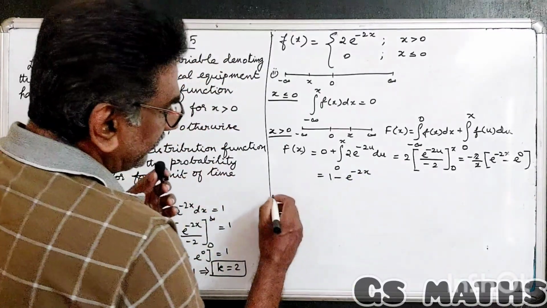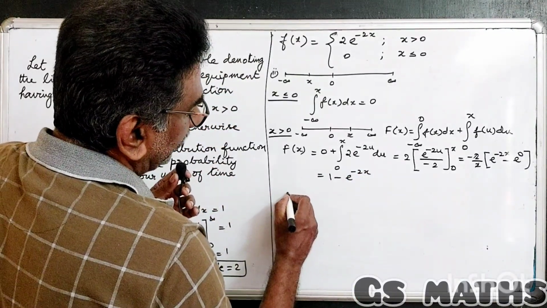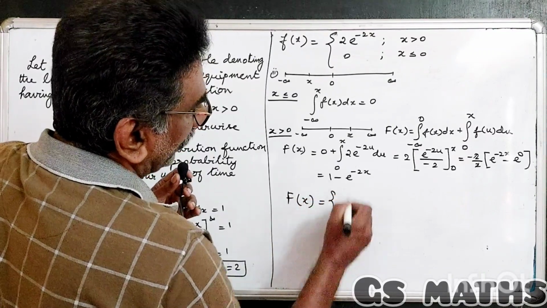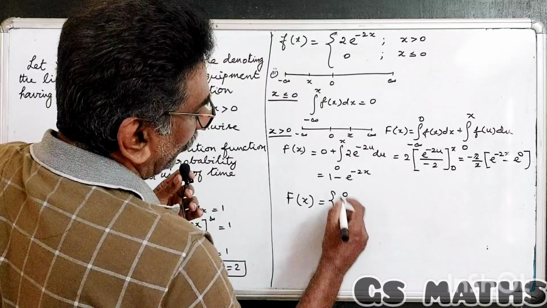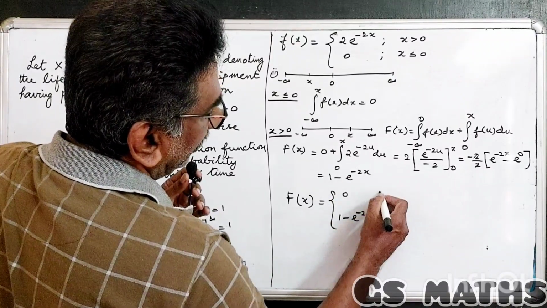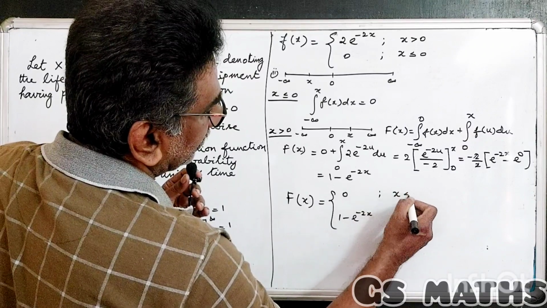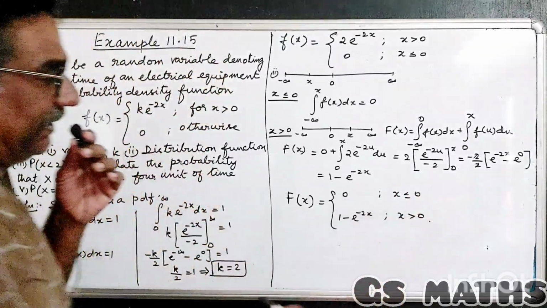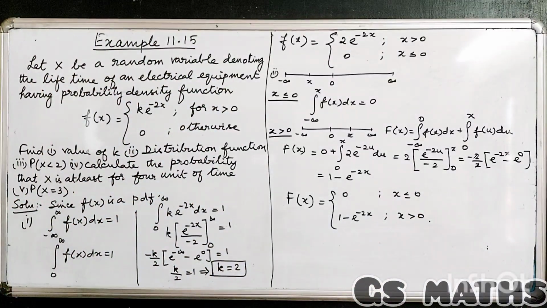We have to write the functional formula. What is capital F of x here? Capital F of x, what is the first value? That is 0. The second value is 1 minus e power minus 2x. The conditions are: here it is x less than or equal to 0, and here it is x greater than 0. This is what capital F of x is.